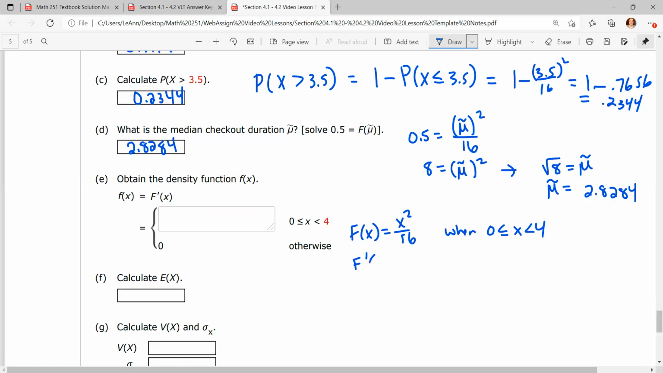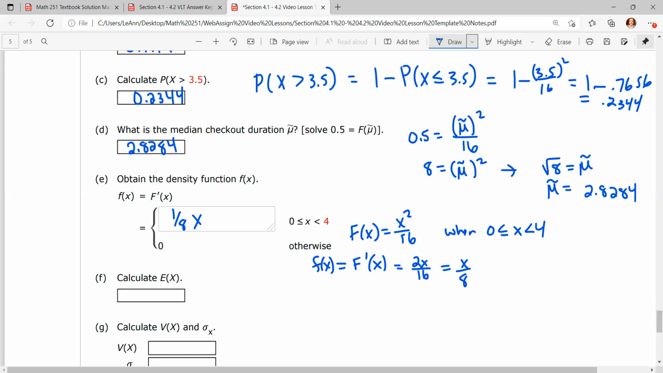We take the derivative of that, and that's going to equal our probability density function. So that's going to be 2x over 16, or just x over 8. You can write that as 1/8 x or x over 8. Either one's okay.